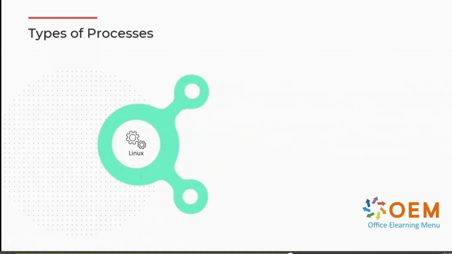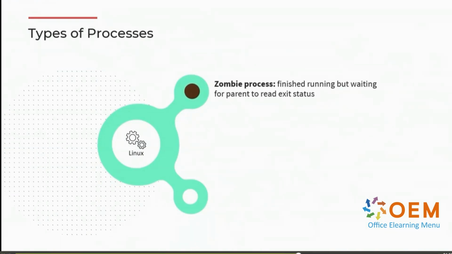Another type is a zombie process. Yes, zombies exist on Linux too. A zombie process is one that has finished running, but its parent hasn't checked it yet. Linux keeps it in the process table to store the exit status. Once the parent reads that exit status, the zombie disappears. If the parent never does, it stays there as a zombie.